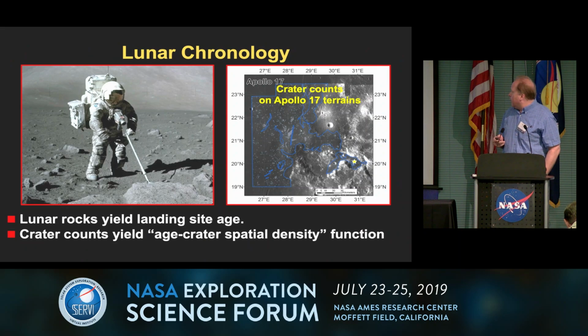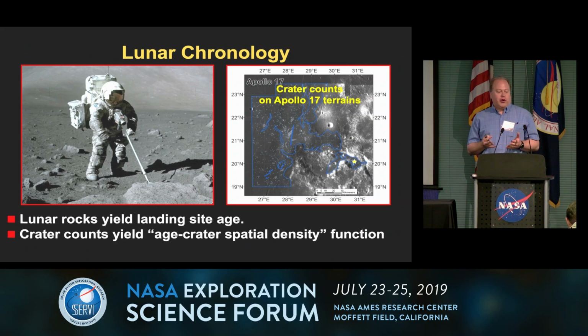There we go. Okay, so I want to start talking a little bit about lunar chronology, like how do we get ages on the moon? So back in the day, we decided the best way to get ages on the moon was to send Jack Schmitt to the moon, and then we would count craters at the Apollo 17 site.